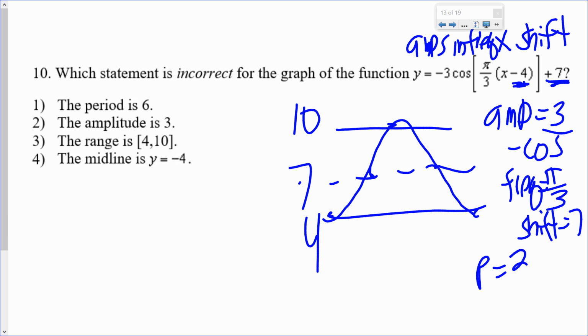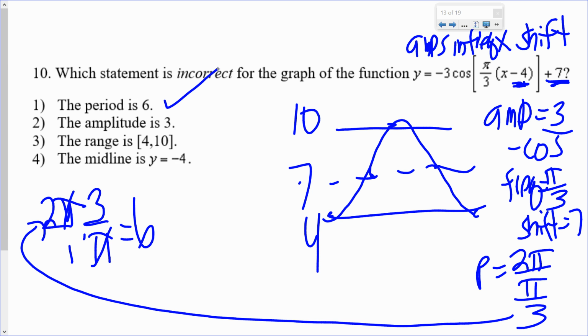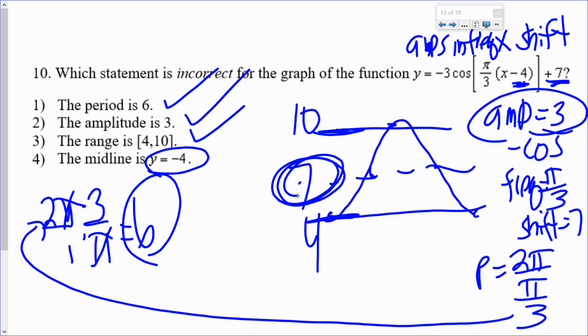The period is 2 pi over the frequency. Let's just find some space to do that. So it's 2 pi times 3 over pi, which is 6. So the period is 6, yes. The amplitude is 3, yes. The range is 4 to 10. Well, its min is 4, its max is 10, yes. The midline is y equals -4. No, the midline is y equals 7. So this one's wrong, and that's your answer.